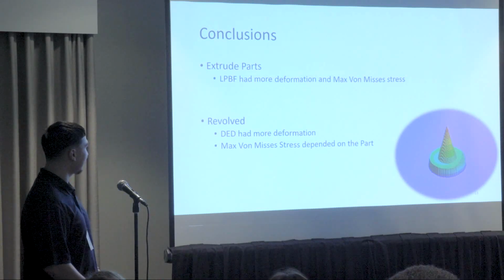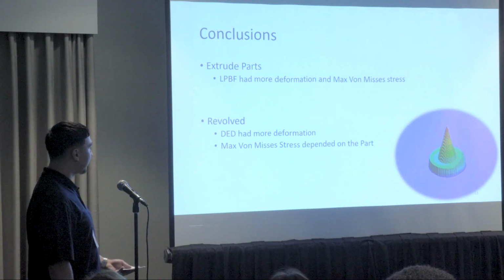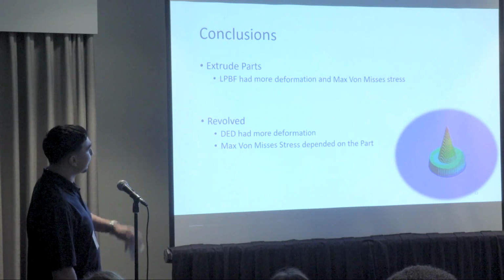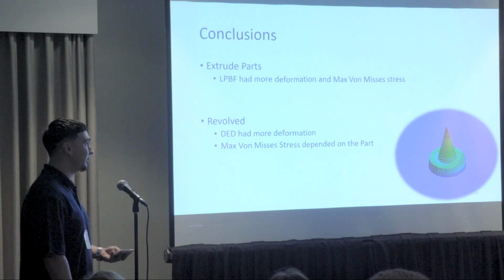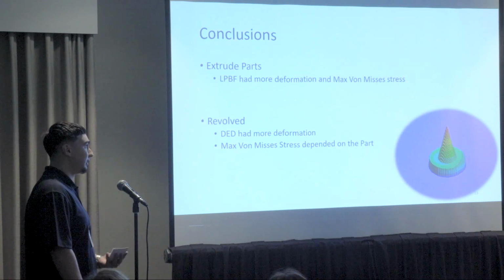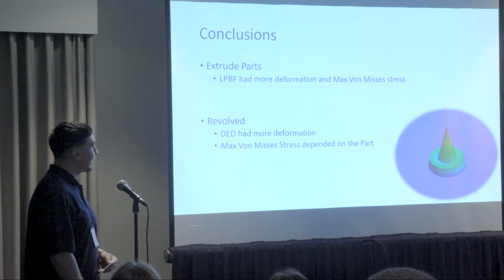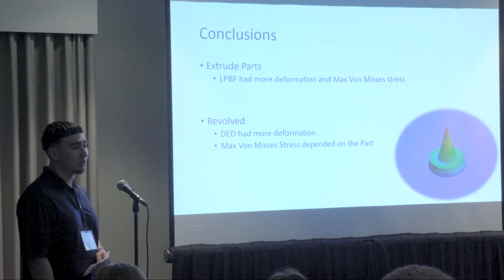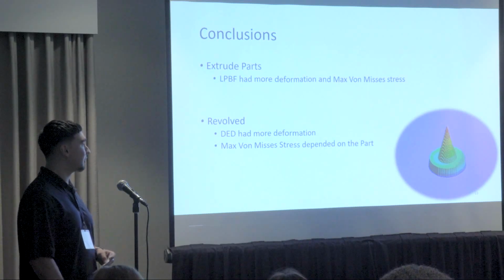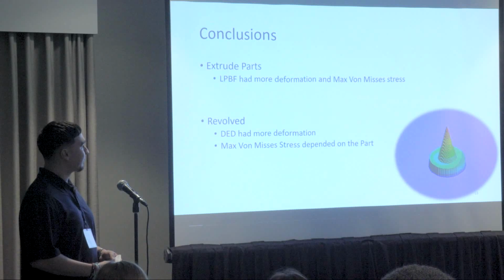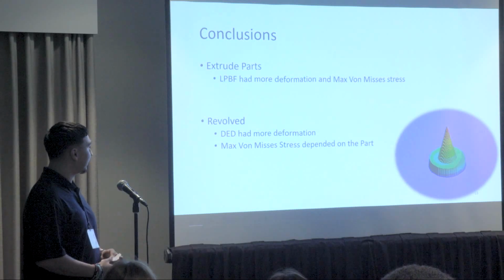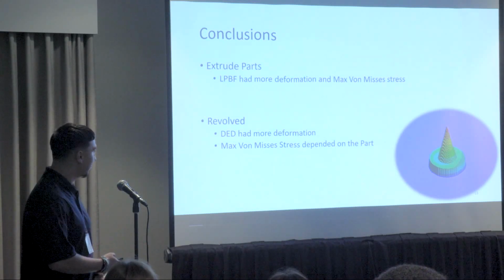So the conclusion is that the extruded parts for laser powder bed fusion had more deformation and more stresses. For the most part, like I said, it depends on the geometry. And then for the revolve parts, we're going to have more deformation in the direct energy deposit, and the max stress is going to be dependent on the part.